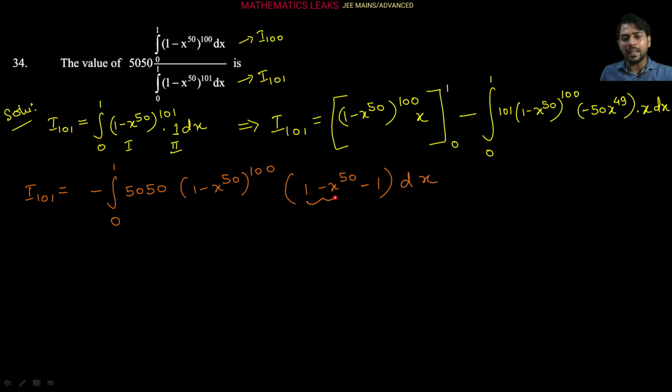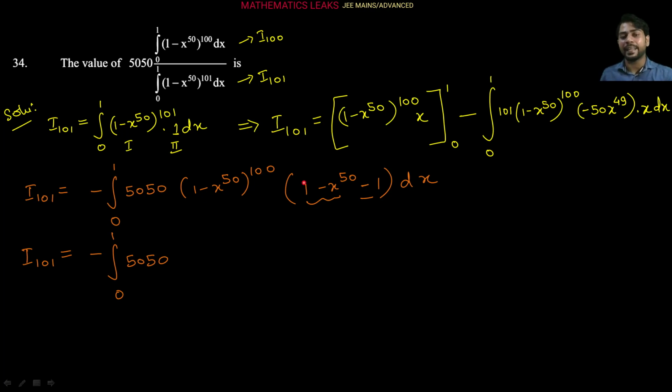Now this part I am just splitting here, this part as one of the part and this is another part. This is like a minus b kind of thing, right? Now a minus of b kind of thing. So you know this quantity will come in the product with this, so it can be written I101 is equals to minus of integral 0 to 1, and that is 5050. This is (1 minus x to the power 50) to the power 100 already is there. 1 minus x to the power 50 is being product, so you know bases are same.